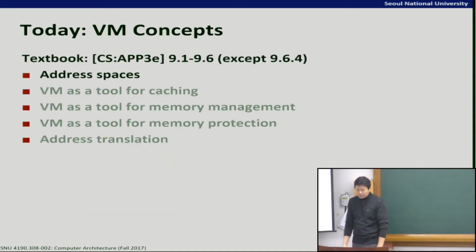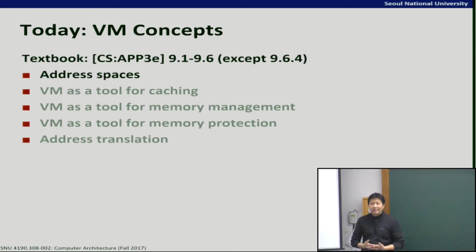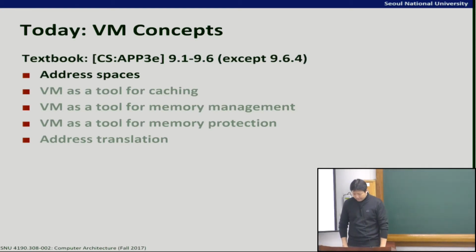So first of all, let me introduce the concept of address space. In a virtual memory system, each program has its own address space. And this address space is different from the physical DRAM address space. There are some mappings, but each program has its own private address space, and they actually share the physical memory using a virtual memory system. So let me explain the concept.